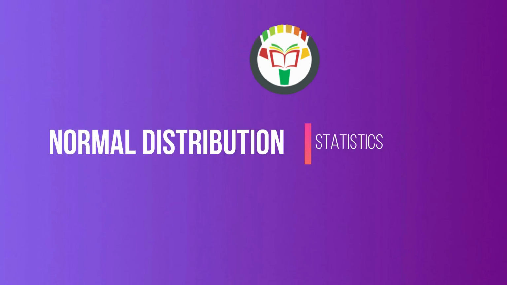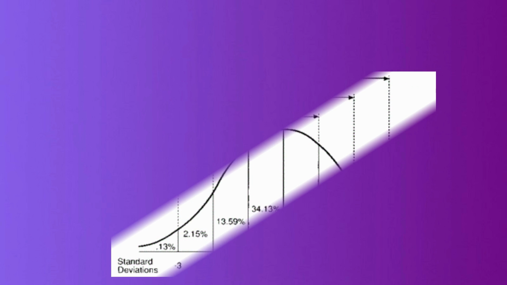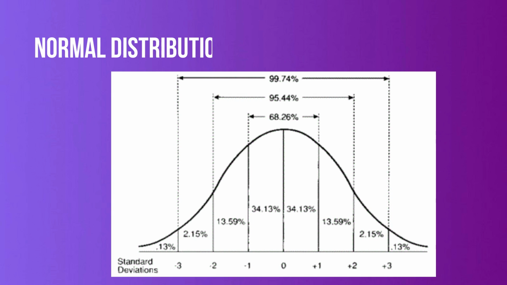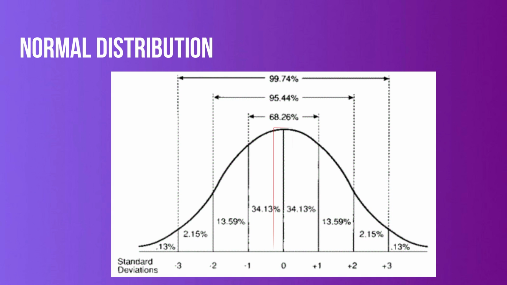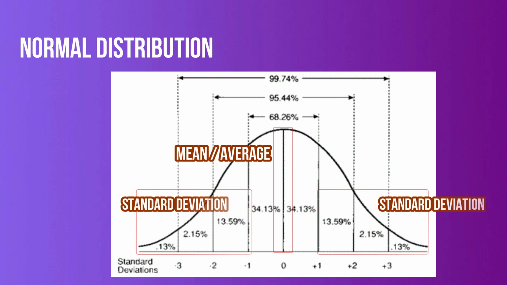Normal distribution is a probability distribution. It's often called the bell curve because the graph of its probability density looks like a bell. The top of the bell is the mean line, and on its right and left, you see standard deviations. In a normal distribution, 99.7% of the data will fall within plus or minus 3 standard deviations.